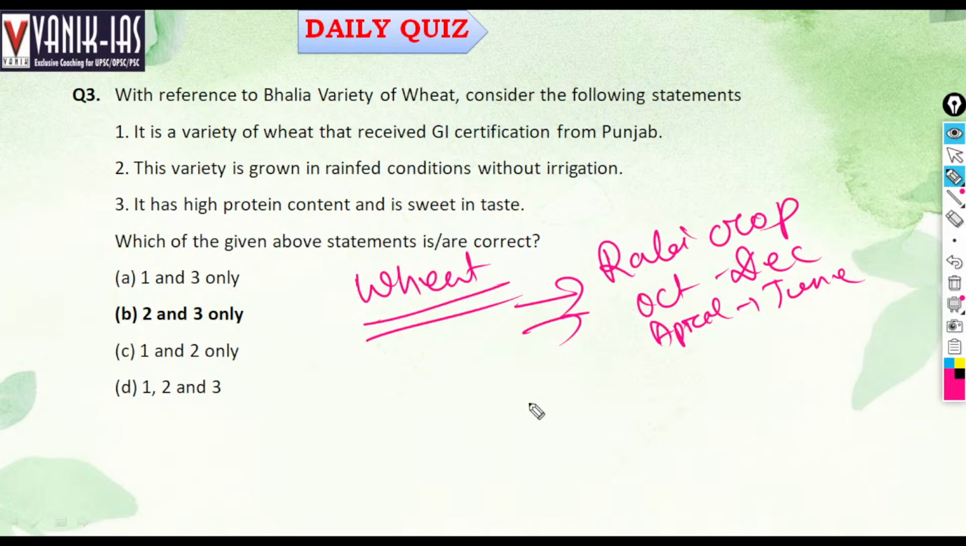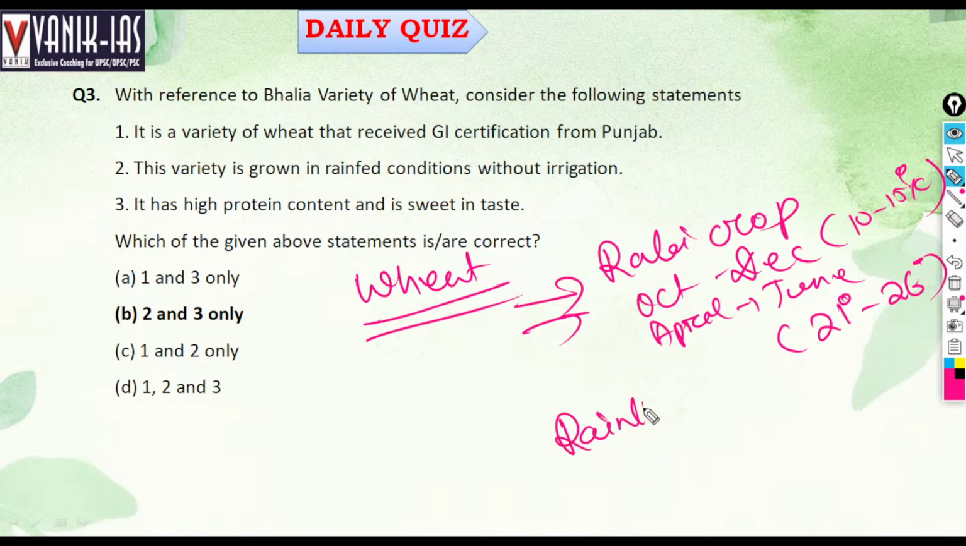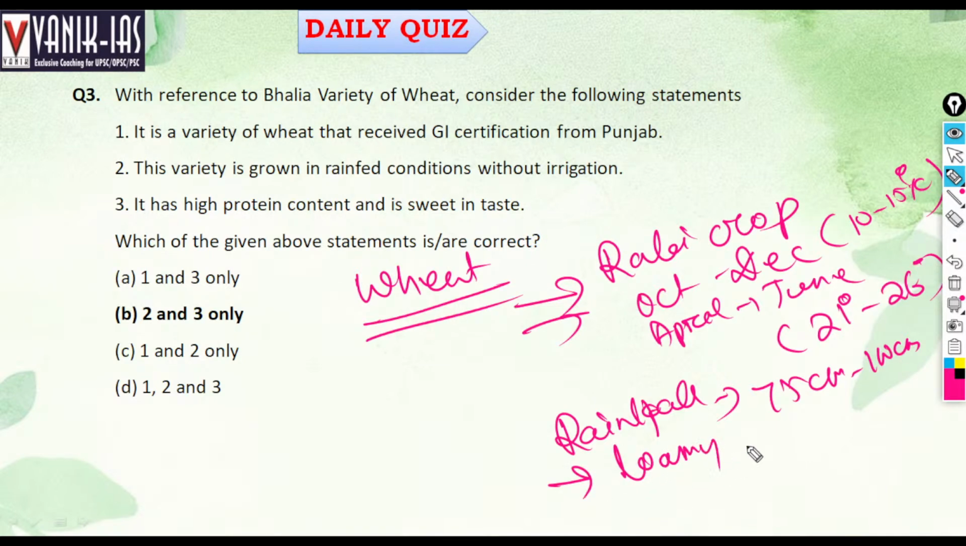Okay. Temperature, how much temperature is required for sowing? It requires 10 to 15 degrees Celsius for sowing, and during ripening, that is the harvesting period, it requires 21 to 26 degrees Celsius. Rainfall is low, around 75 cm to 100 cm. Soil type should be loamy soil. Loamy or clay soil is good for wheat cultivation.